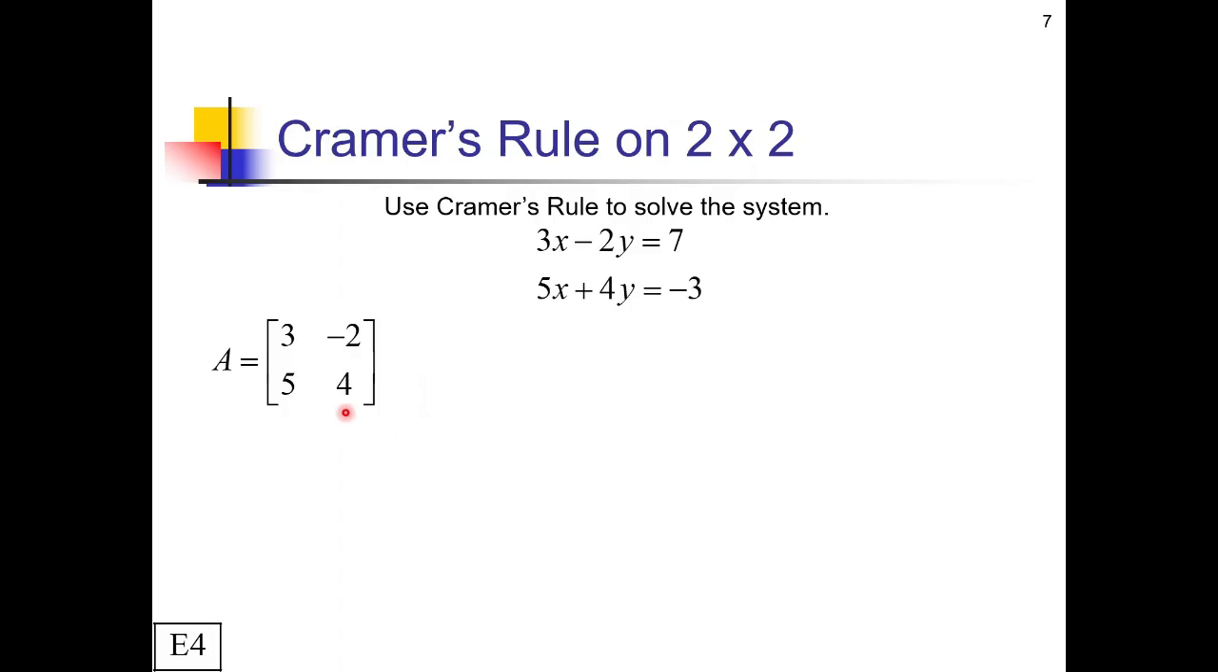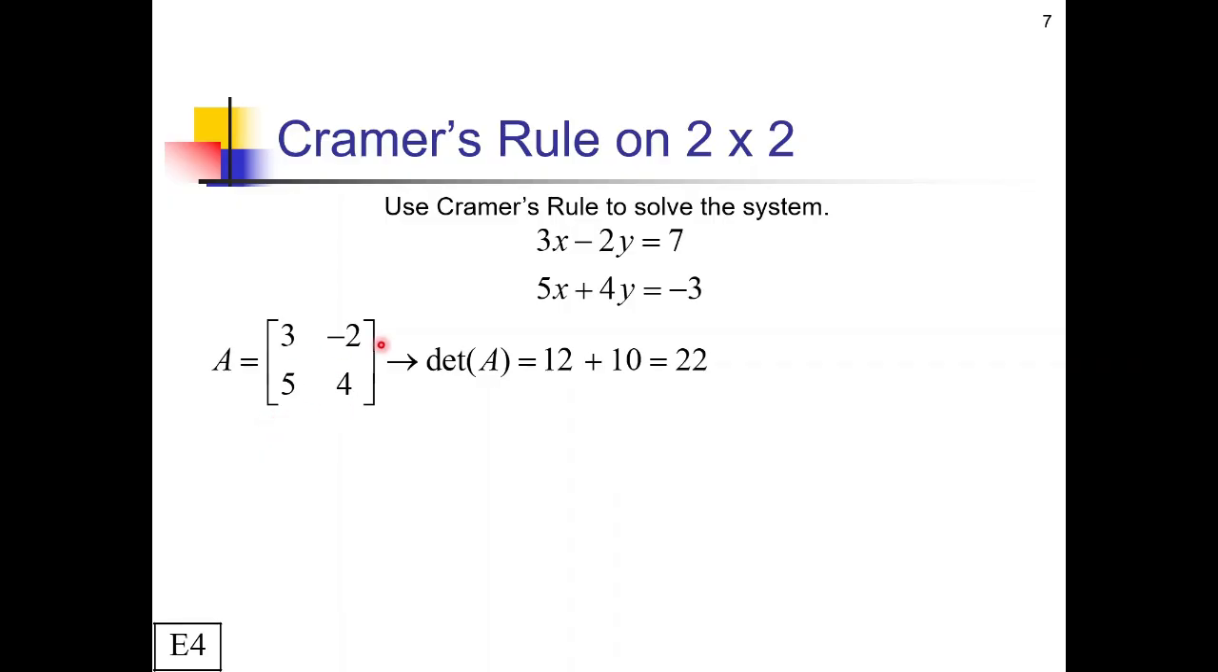And the determinant of that, I'm going to have 3 times 4, so 12, minus 5 times -2, so that's a plus 10 in there. So that determinant comes out to 22 when it comes time to plug those in the formula. All right, let's find my B matrix now.